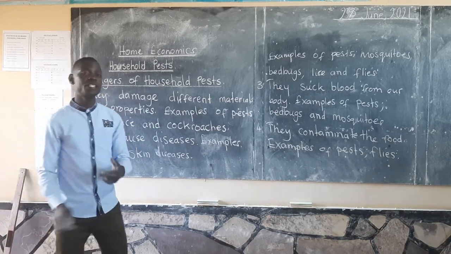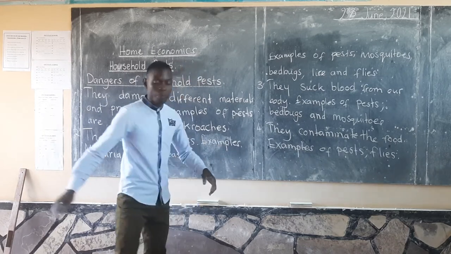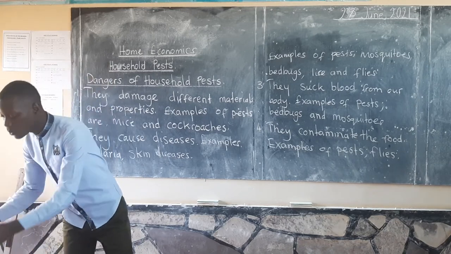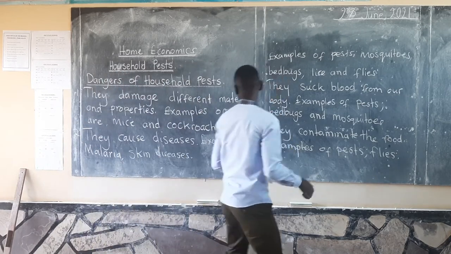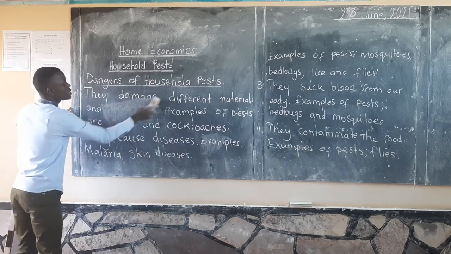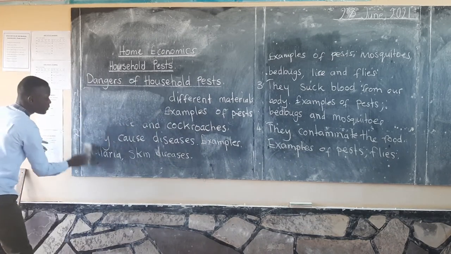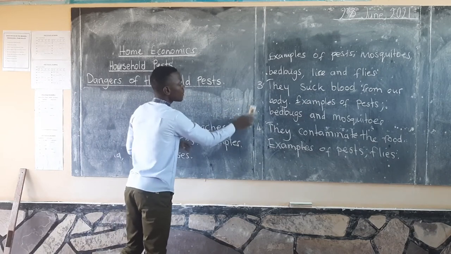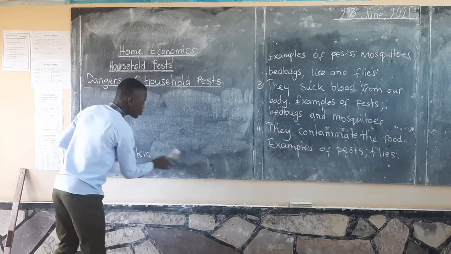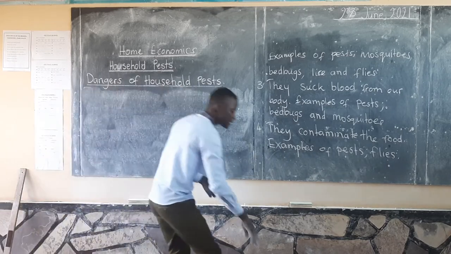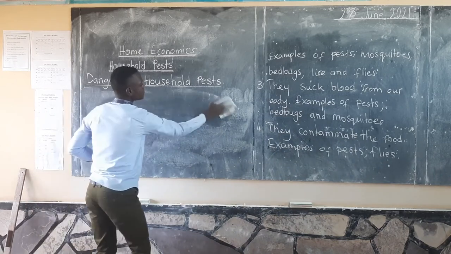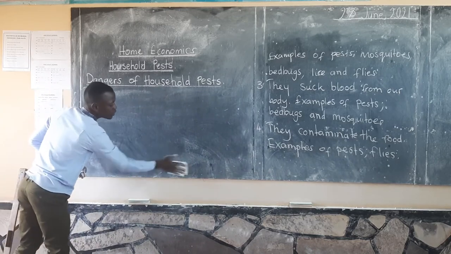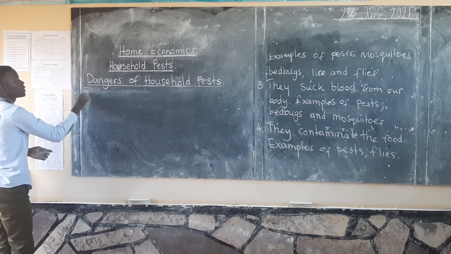Now, let's talk about the prevention. How can we prevent these household pests? Household pests can be prevented by the following ways. Once you discover that in your house there are these household pests, what are you supposed to do so that you prevent them from causing these diseases? So, number one, by spraying. One way you can prevent these household pests is by spraying.